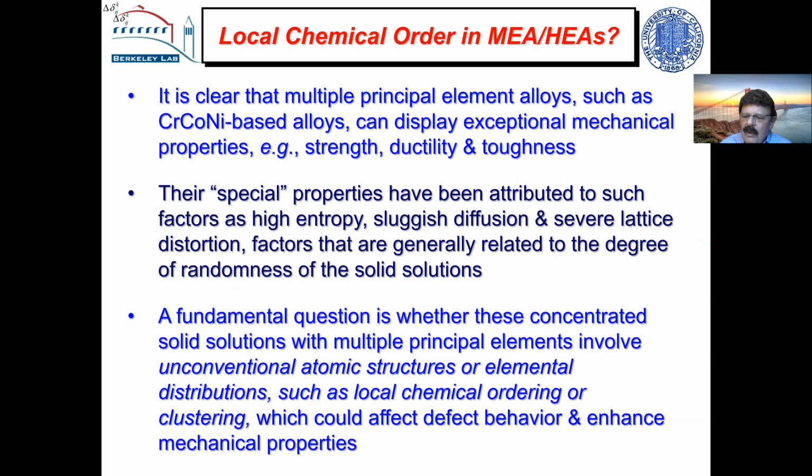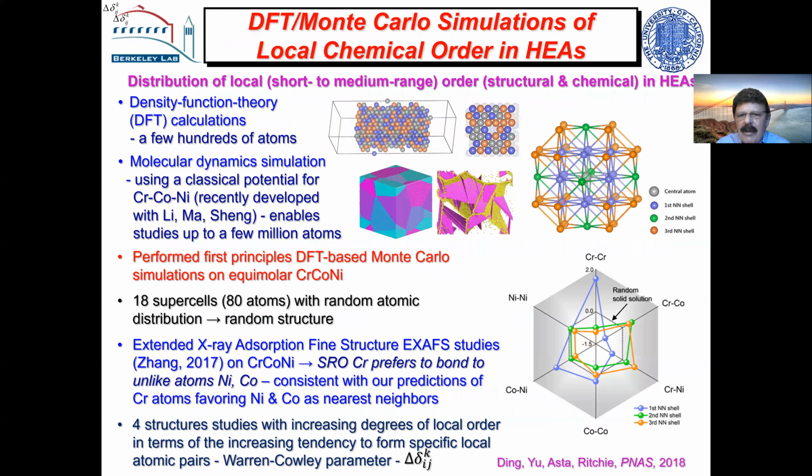So this is what we've looked at. And is it there? One, you might expect it to be there. And secondly, does it have any effect? So we first of all looked at this a few years ago, looking at DFT. This was Jun Ding's work, doing basically DFT Monte Carlo simulations on the equiatomic three-component alloy, because it's easier to deal with, and looked at basically what we'd expect in terms of local ordering.